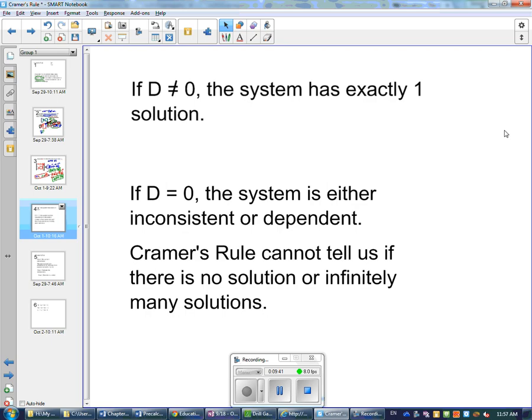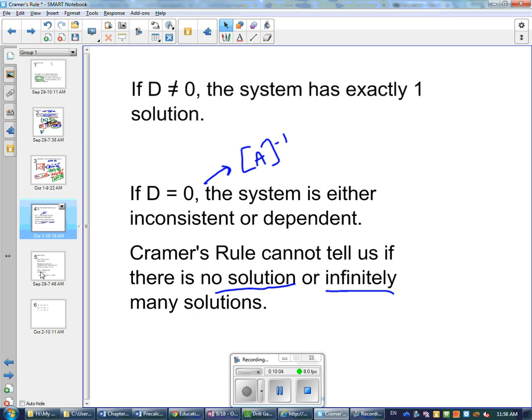Similar to the matrix algebra, if your determinant is 0, that will also imply that matrix A has no inverse. So just like in matrix algebra, you can't solve it. The only way to figure out if it's no solution or infinitely many is to use your Gaussian elimination or your Gauss-Jordan elimination.